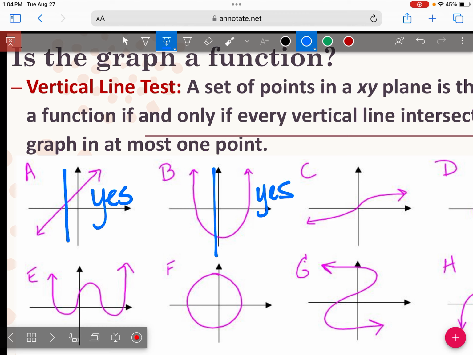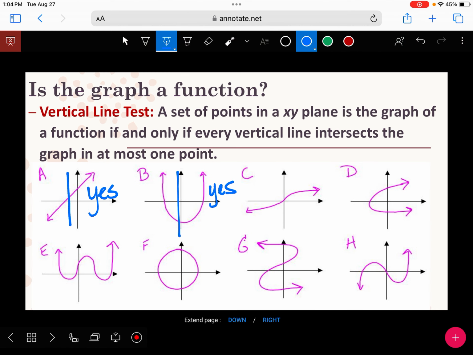So I want you to, on your own, go ahead and answer the last 6. Just put yes or no. Does it pass or does it fail? And then I'll put up the answers and you can compare your answers with what I came up with. There's only 3 no's.